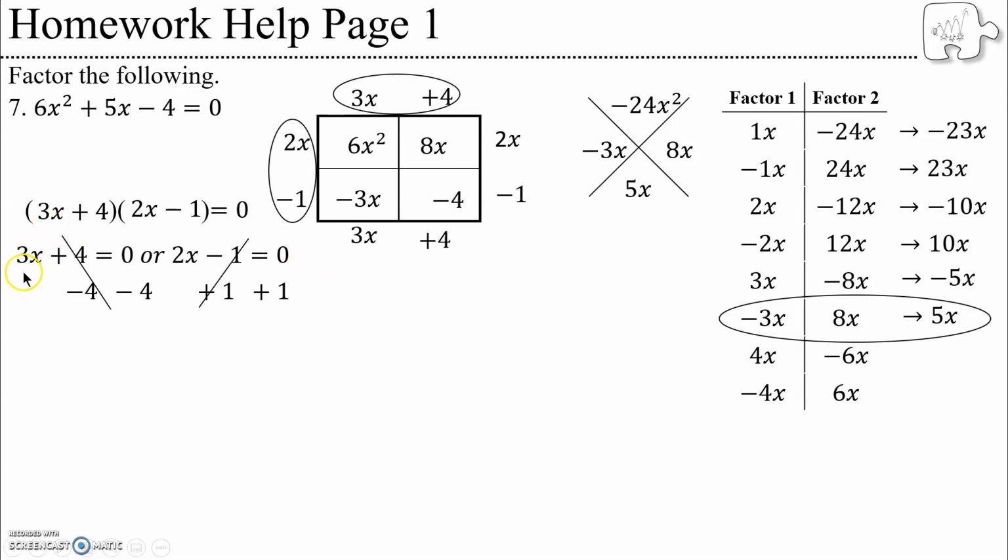So now the 3x drops down and the 2x drops down. 0 minus 4 is negative 4. 0 plus 1 is 1. Then here we just divide both sides by 3. And here we divide both sides by 2. And we got our final answer.